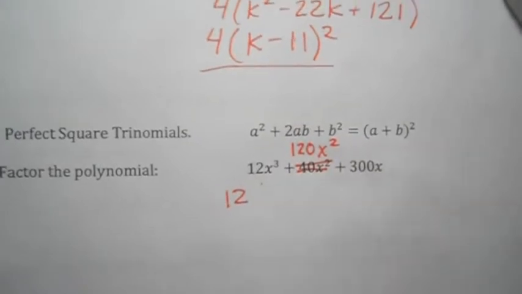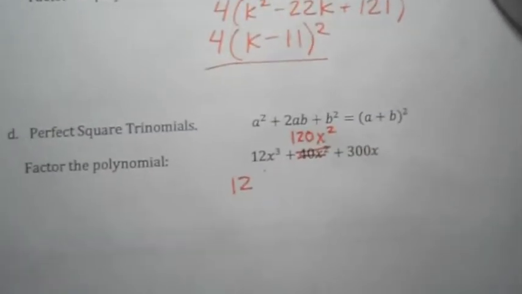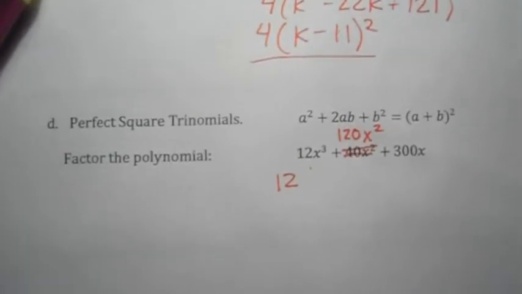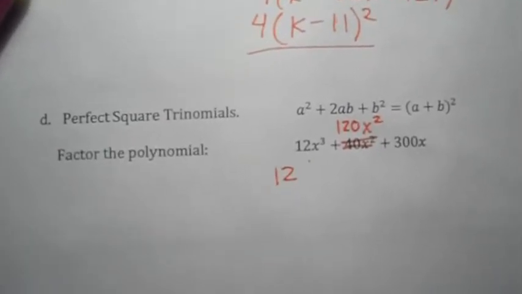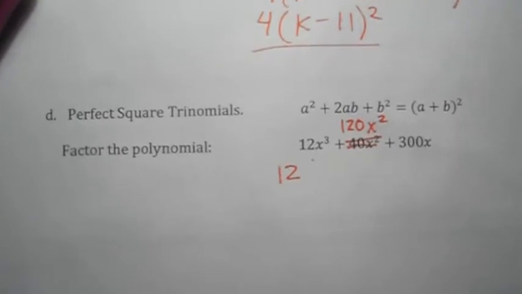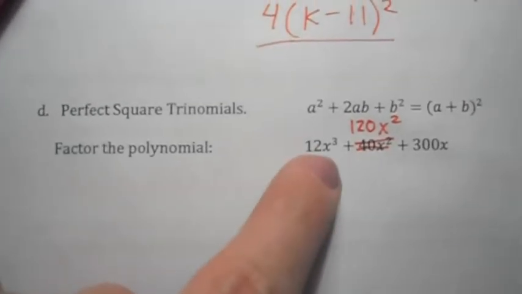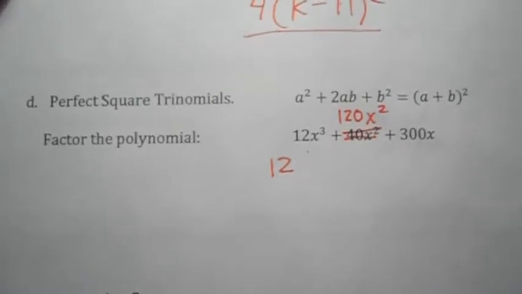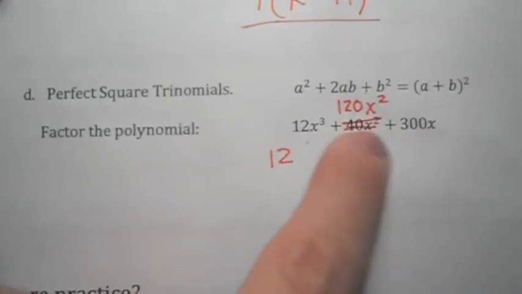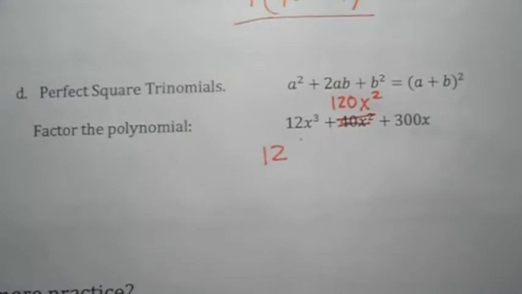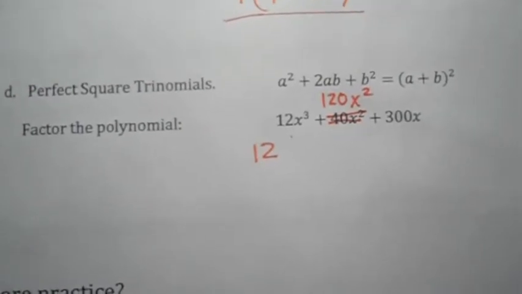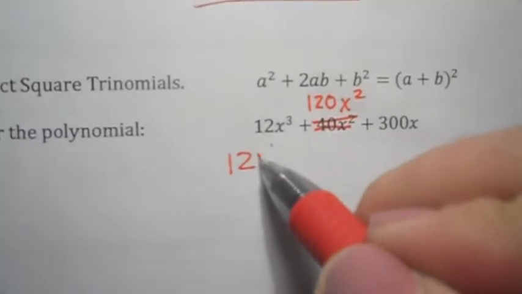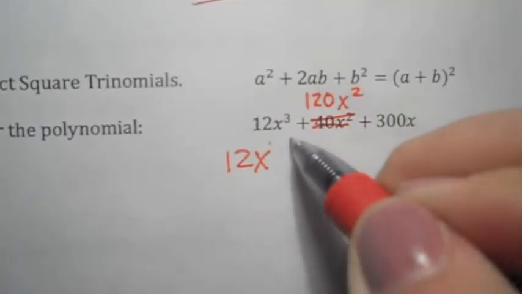So we know 12 is a factor of 12, 12 is a factor of 120, and 12 is a factor of 300. But we also have to look at the variables. The first term is an x cubed, the second term is an x squared, and the last term is 300x, just one x. So the most x's that can be taken out is 1. So we'll include an x in the GCF.